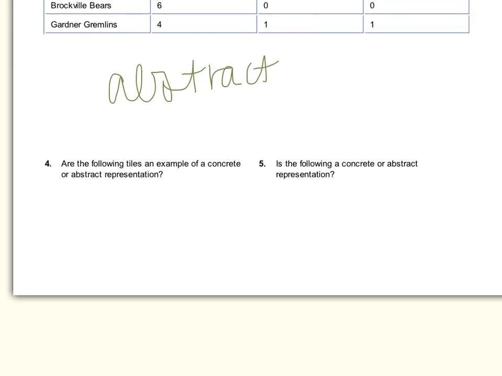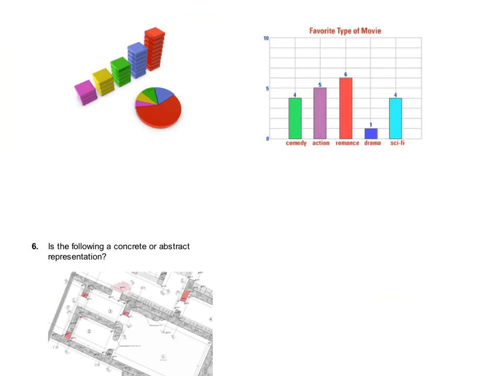Number 5, is the following a concrete or abstract representation? So if you look at the next page, it's talking about this bar graph over here. This is number 7. And it wants to know if it's concrete or abstract. Well, again, the question is, can you move it? Or is it something that had to be drawn or written? And the fact is that it's something that had to be drawn. I'm sure a computer did it, but you could easily draw it as well. And so that makes it an abstract representation. I'm sorry, this is question 5, by the way, not 7. That makes it abstract.